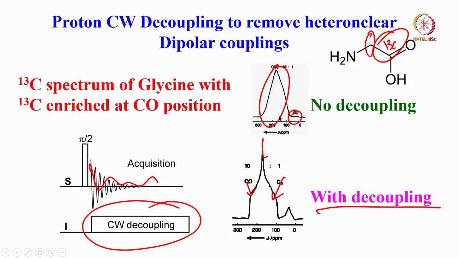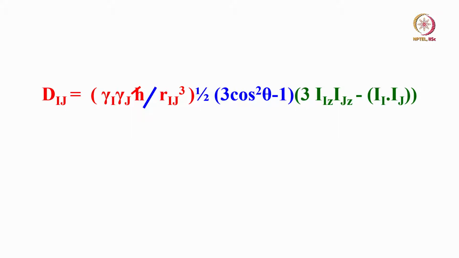Look at the signal to noise ratio and look at the carbon three peaks. The powder pattern of this CO carbon is very clearly seen. Interestingly, the C alpha, which was not even visible, became visible here. So decoupling helps. If you remove the heteronuclear dipolar coupling, you get a better spectrum. Most of the time, while detecting carbon 13, we do decoupling. If there is heteronuclear dipolar coupling, we remove it by what is called heteronuclear dipolar decoupling.